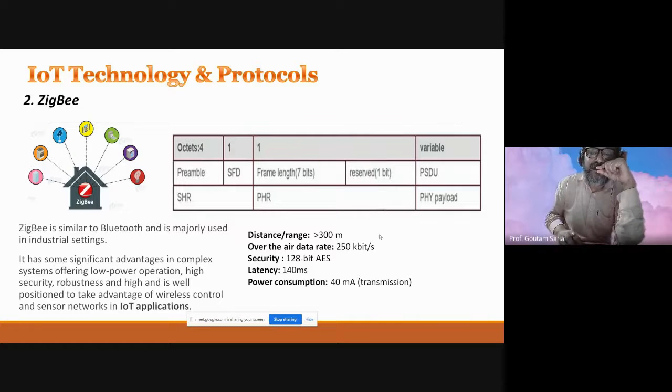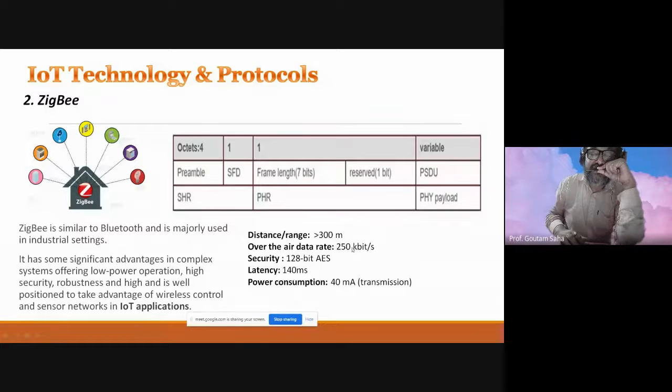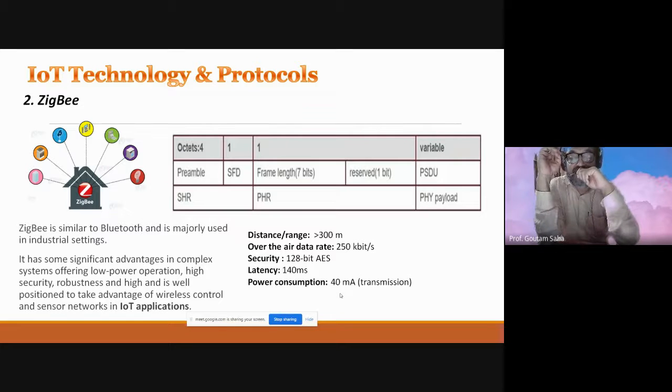Next is ZigBee. This is the packet configuration. ZigBee is used for a range of 300 meters, within 300 meters. And security is 128 AES. Latency 140 milliseconds is bad latency. 140 milliseconds means latency is very bad. And power consumption is 40 milliampere. That means, you see, I am telling you ZigBee takes low power, but for transmission, 40 milliampere is not a matter of joke for a battery. Okay.